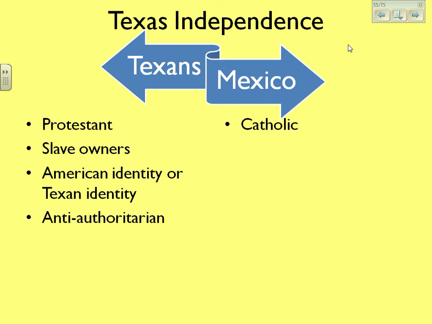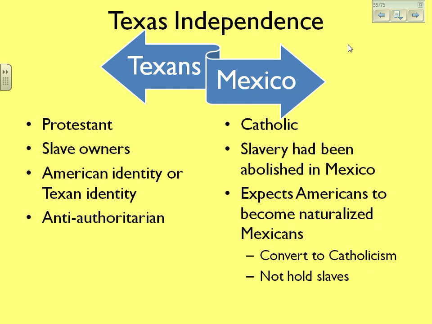That's an official religion. Slavery is over in Mexico, being abolished with independence. And they expect the Americans who've come in to become naturalized Mexicans and convert to Catholicism. It's the state religion, can't be anything else, and you can't hold your slaves. And the Americans ignore these and defy the Mexican government. And it leads to violent confrontation between the two sides.